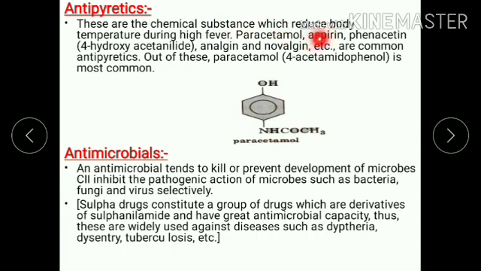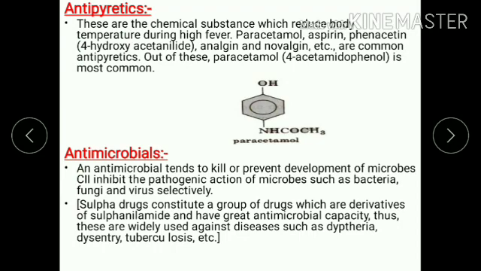Paracetamol, aspirin, phenacetin, analgin, and Novalgin, etc. are the common antipyretics. Out of these, paracetamol is the most common. I think you use them very well. At the time of fever, the doctor prescribes you paracetamol. You have to take paracetamol, or you go to the medical shop and purchase aspirin medicines and use them. You are also supposed to use medicines after a doctor's prescription.